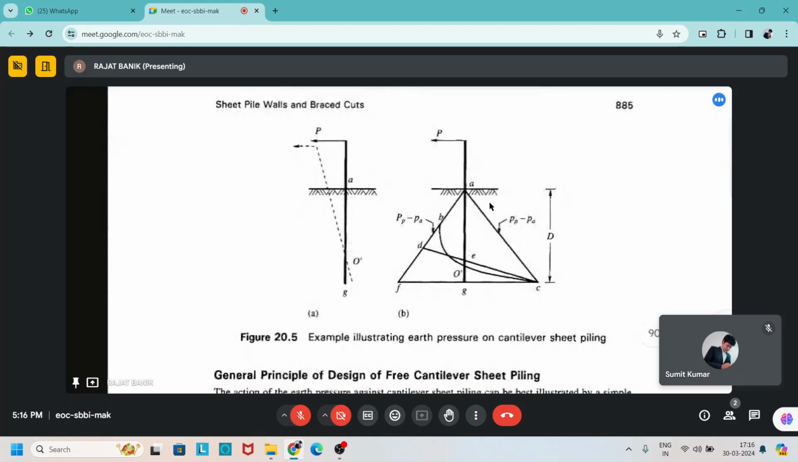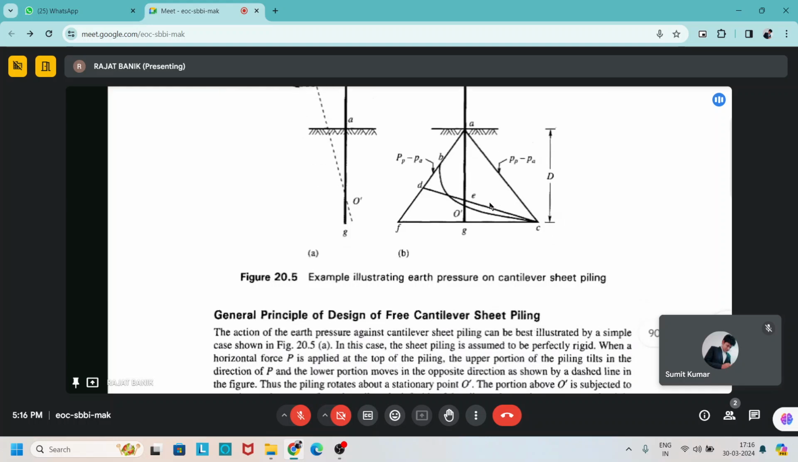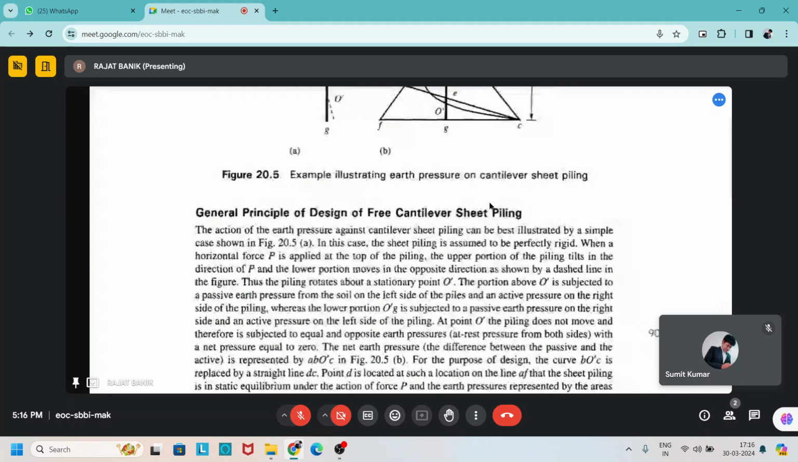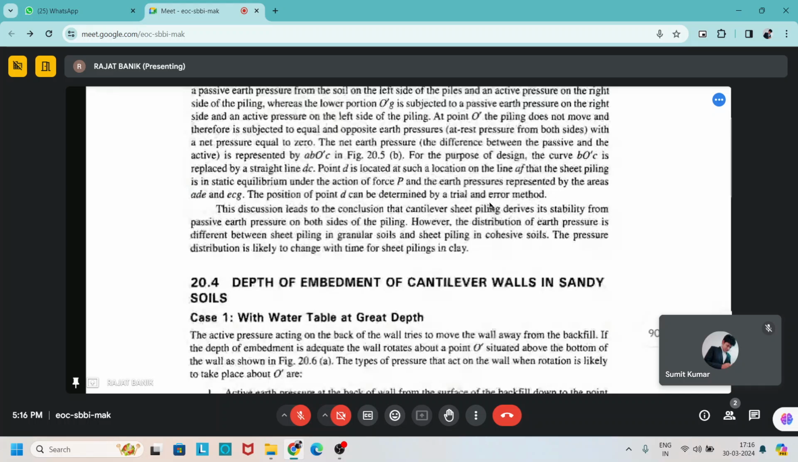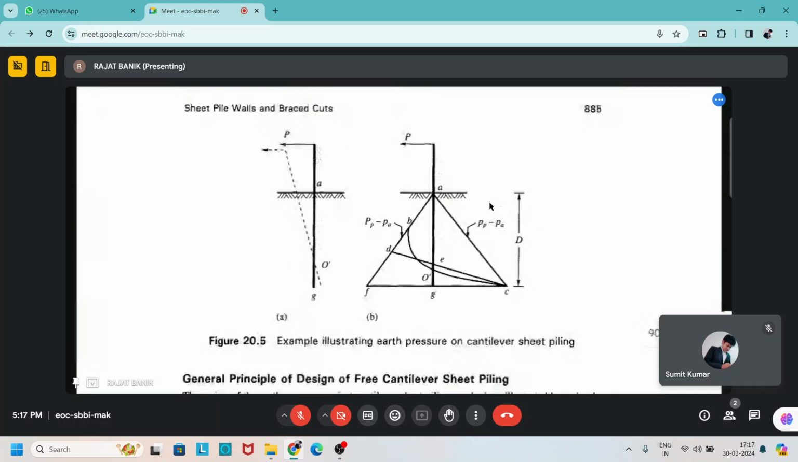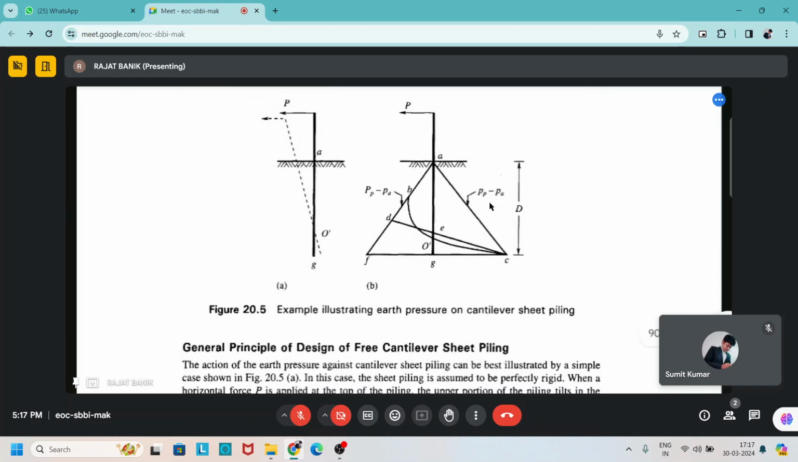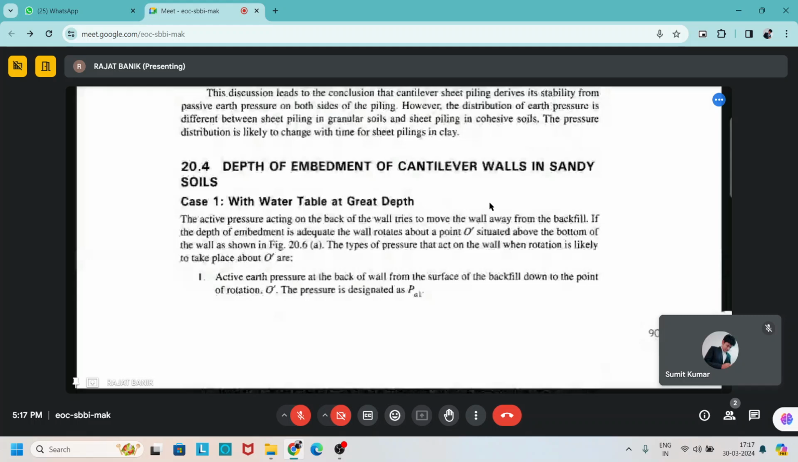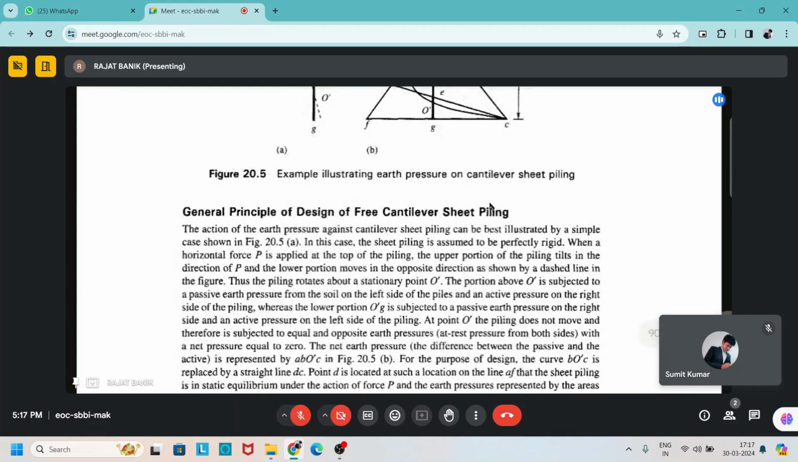Now there is the working mechanism of earth pressure on the sheet pile. You can see figure A. If we apply lateral load, it is acting as a cantilever. So now, the general principle of the design of the free cantilever sheet pile.